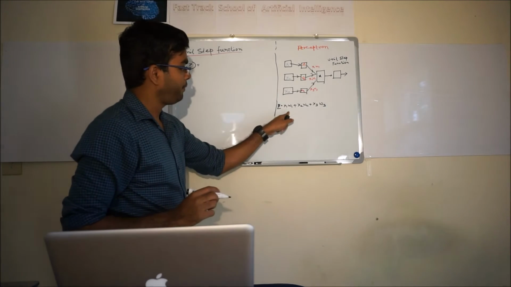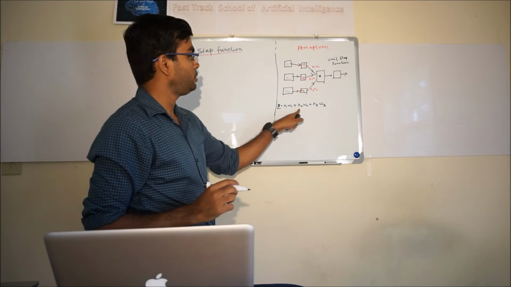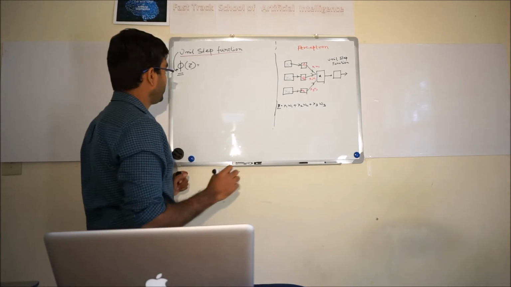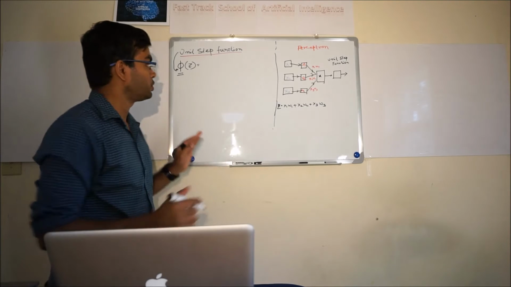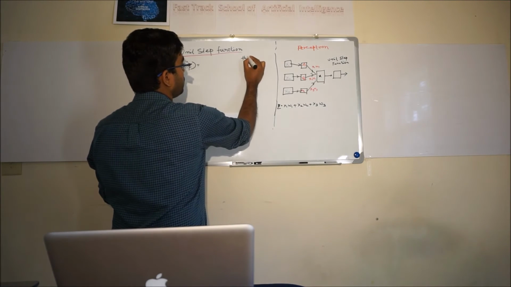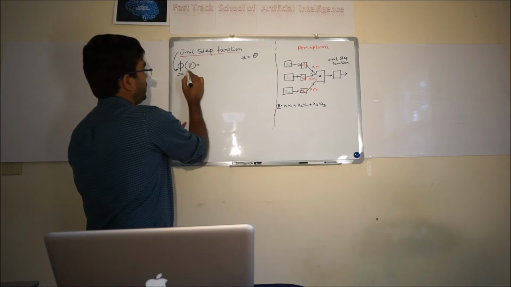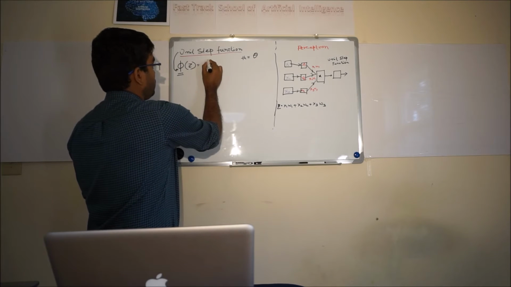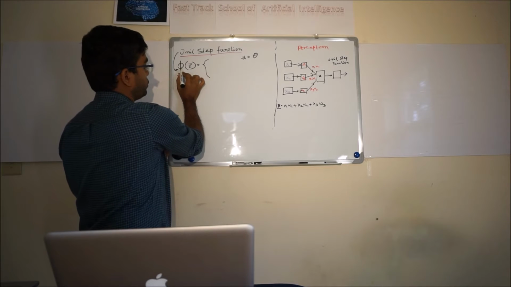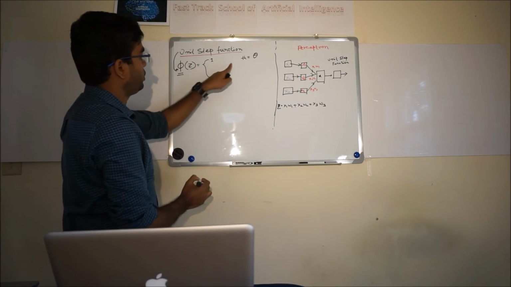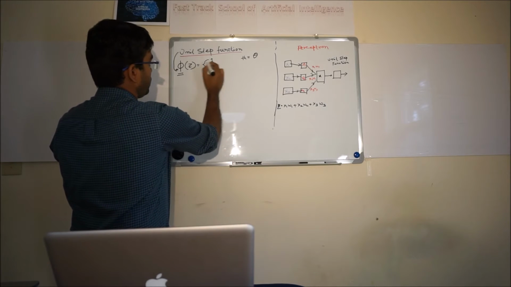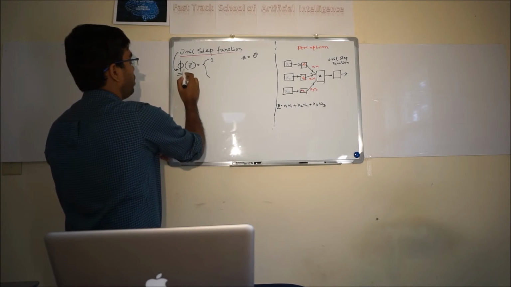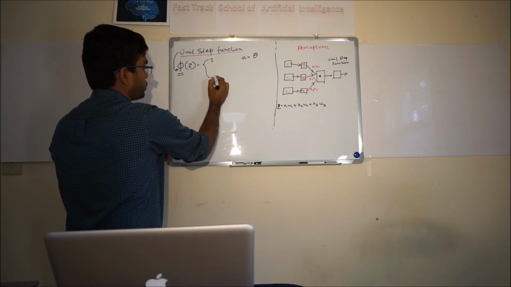How it works: if the sum of linear combinations of these weight and input multiplications is greater than a particular threshold, let's take the threshold as theta. If the value of z is greater than this theta, then the output of the unit step function is 1. If the value is less than theta, the output value of the unit step function is -1.